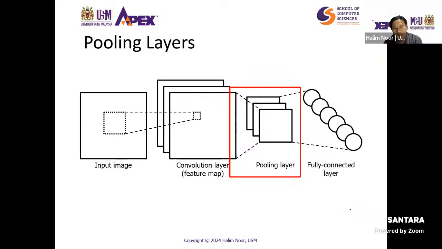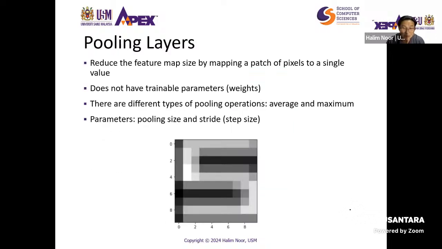Now, the pooling layer. The purpose of the pooling layer is just to reduce the size of the feature map, the output dimension. Why do we want to reduce it?